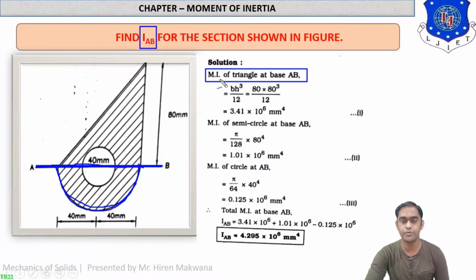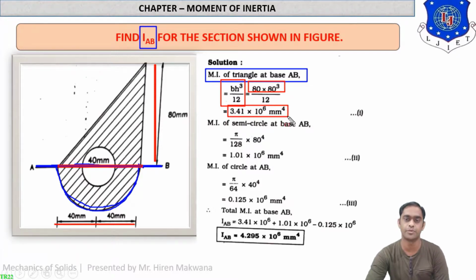So according to formula about base, triangle's moment of inertia will be bh cubed by 12, where b means base of the triangle, which is equal to 40 plus 40, 80. And h means height of this triangle, which is also 80. So 80 into 80 cubed by 12. So answer will be 3.41 into 10 raised to 6 mm raised to 4.